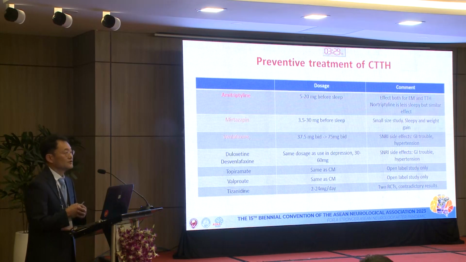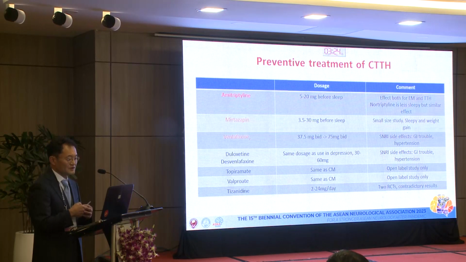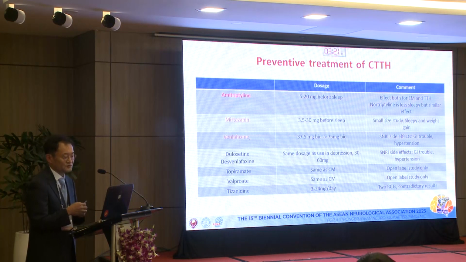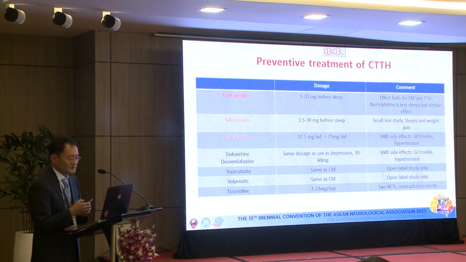Amitriptyline is the first line of preventive treatment for chronic tension-type headache, 5 to 20 milligrams before sleep, effective both for episodic migraine and tension-type headache. Nortriptyline is less sleepy but has a similar effect. Mirtazapine and naproxen may be the second line of treatment and showed efficacy in small randomized controlled trials. Topiramate and valproate may be used, but they only showed efficacy in open label studies, not in RCTs. Duloxetine and tizanidine may be considered.